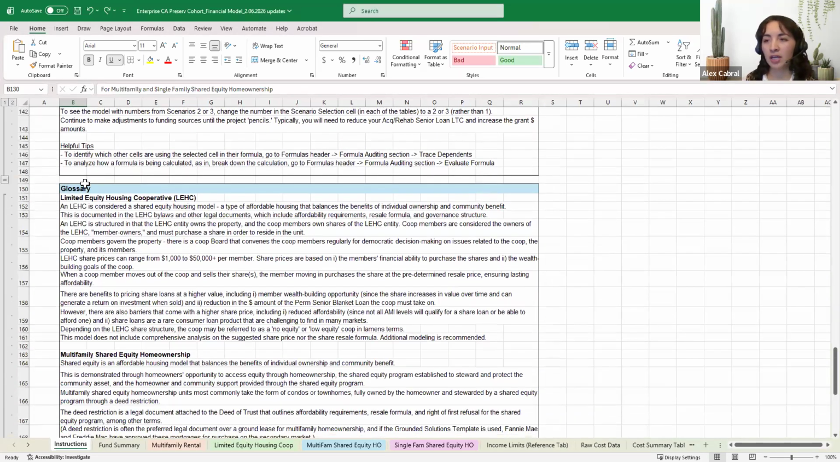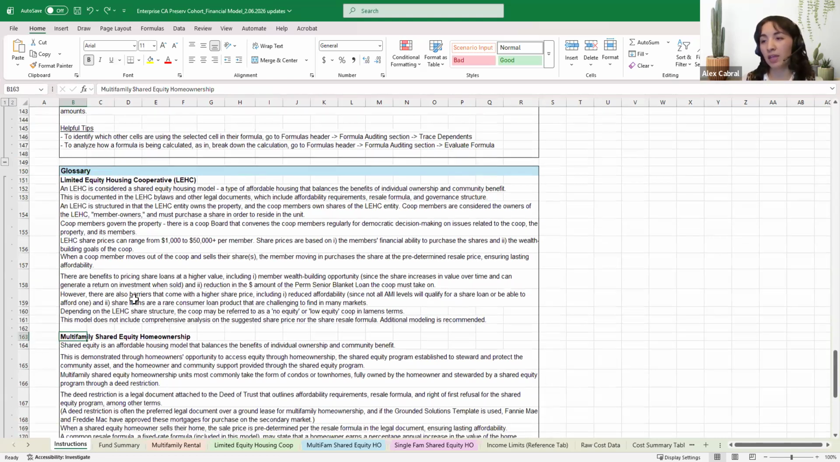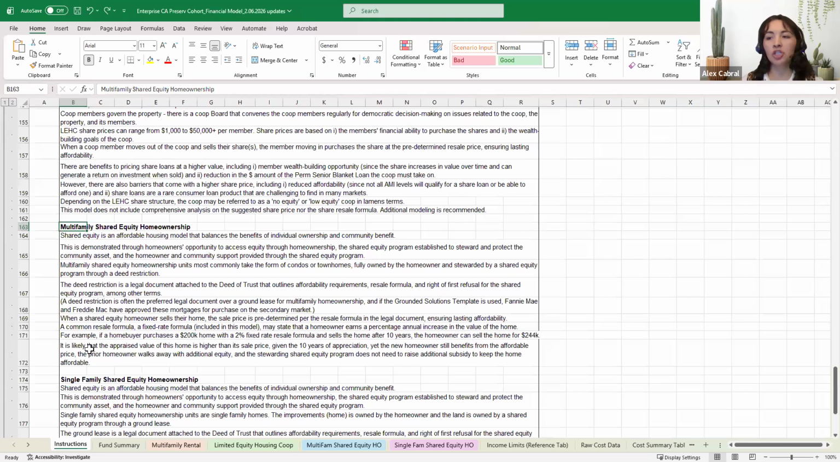The last section here is the glossary. And as I mentioned, this model features a few different shared equity housing project types. Here's a glossary to remind you what exactly those project types are if you're not familiar with them or just want to make sure you have the same understanding as what the model is portraying.